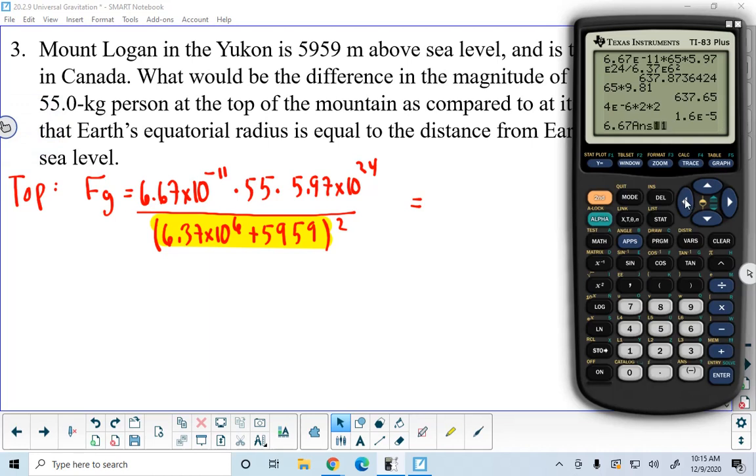So there is my G, 6.67 times 10 to the negative 11 times 55 times the mass of the Earth from your formula sheet. Is that right? 5.97 times 10 to the 24? Okay. Divided by, in brackets. Now we do need a set of brackets this time because these two numbers need to be added together before they're squared. 6.37 times 10 to the 6 plus 59.